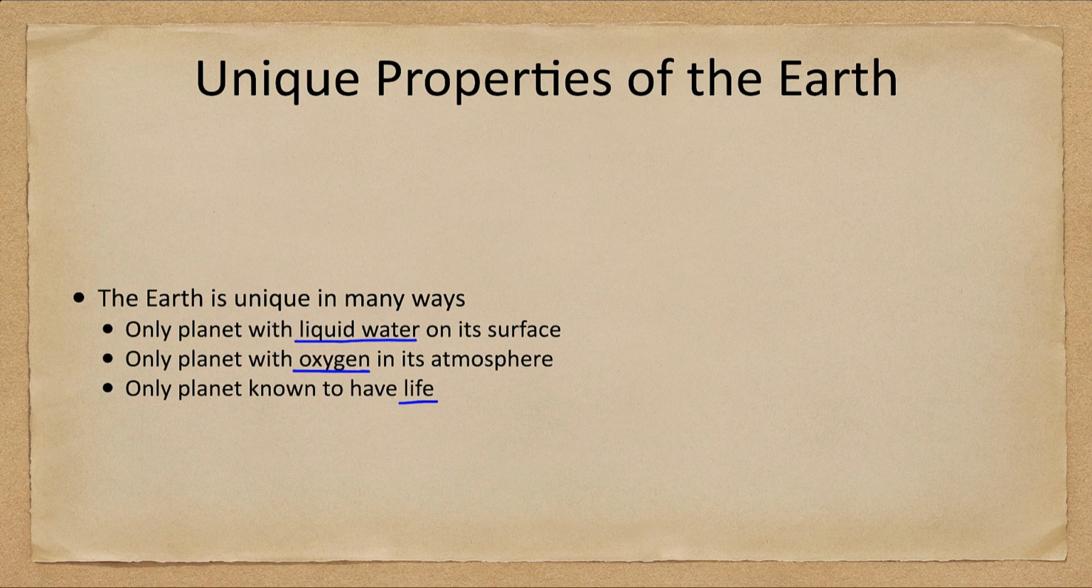We will not see liquid water on the surface currently of any other planet, although we know that Mars likely had water in the past, and possibly even Venus in its early history before it became too hot. Oxygen is a very reactive element and doesn't last very long. So it takes life to keep that in its atmosphere. And we are again the only planet known to have life.